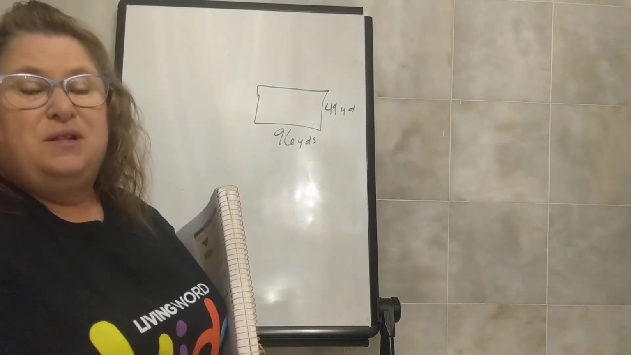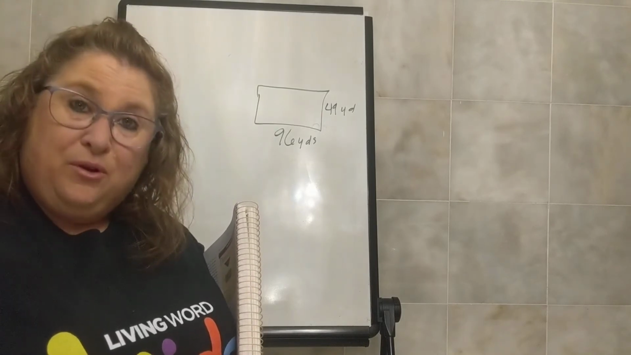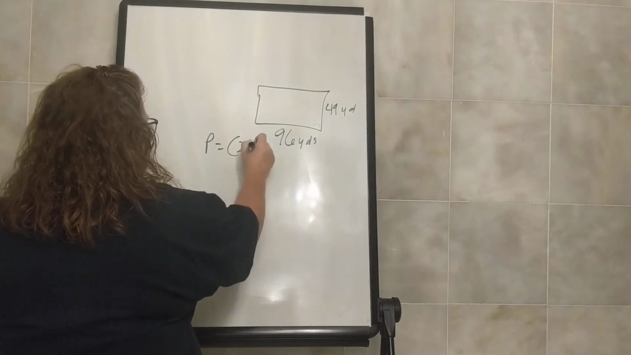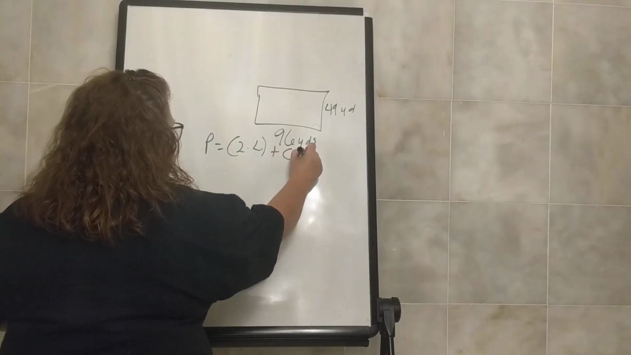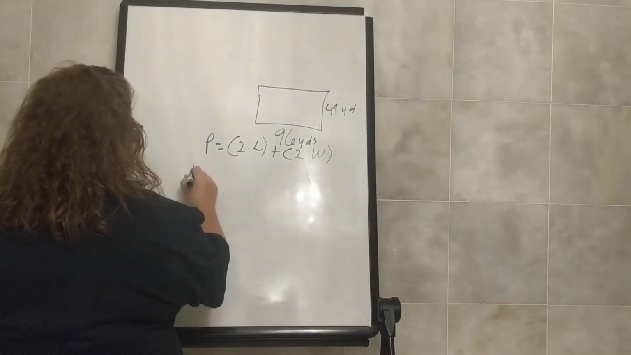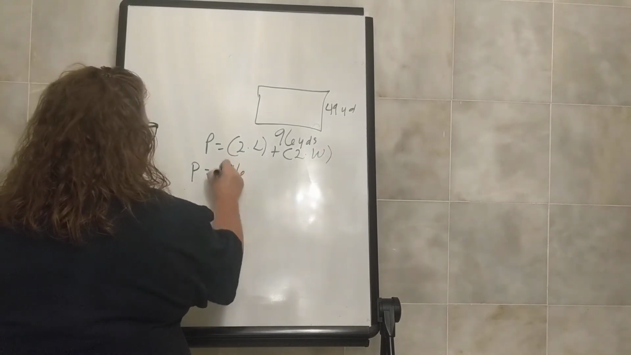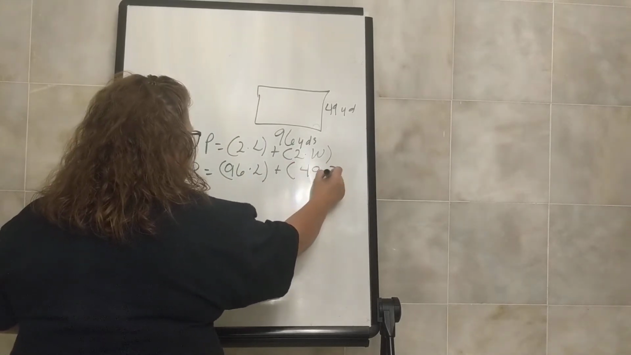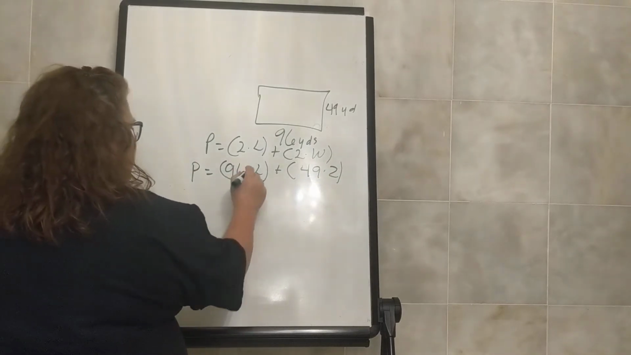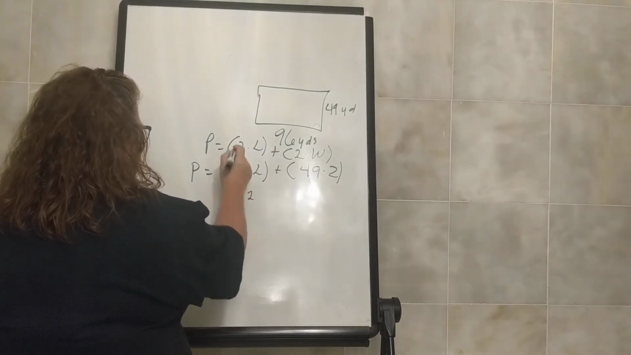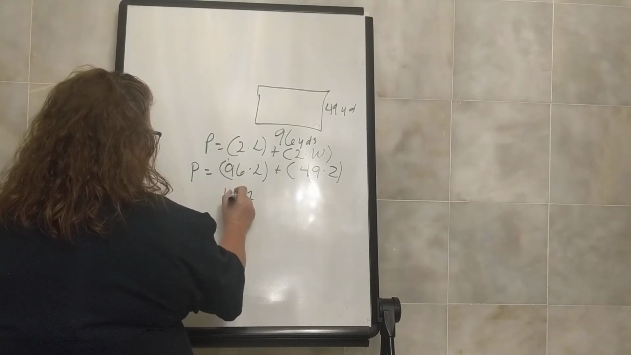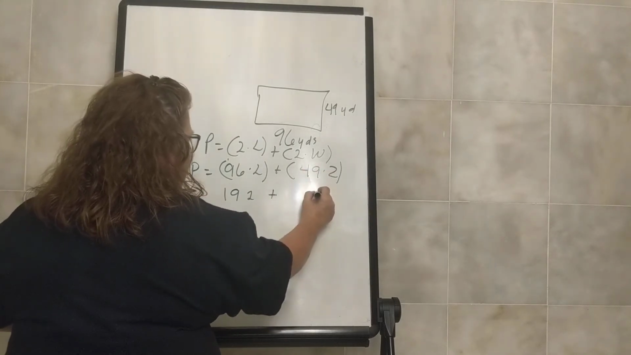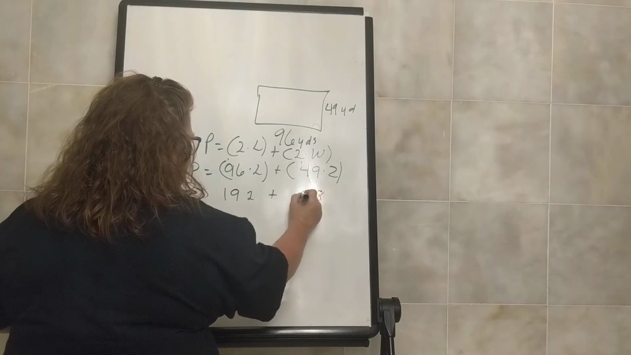We're going to find out how many yards of fencing he needs by finding the perimeter of his yard. So perimeter equals 2 times the length plus 2 times the width. So perimeter equals 96 times 2 plus 49 times 2. So 96 times 2, 6 times 2 is 12, put 2 down, carry the 1. 9 times 2 is 18, plus that 1 is 19, so it's 192. Plus 9 times 2 is 18, put 8 down, carry the 1. 4 times 2 is 8, plus that 1 is 9.